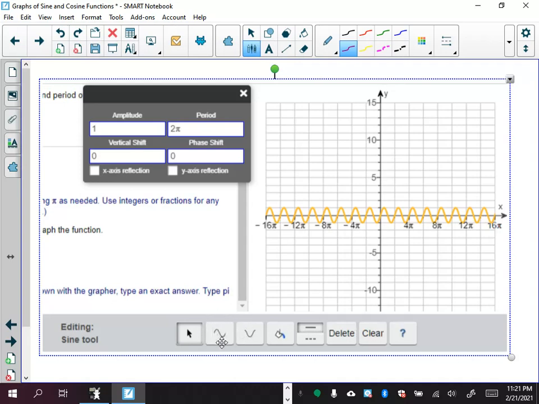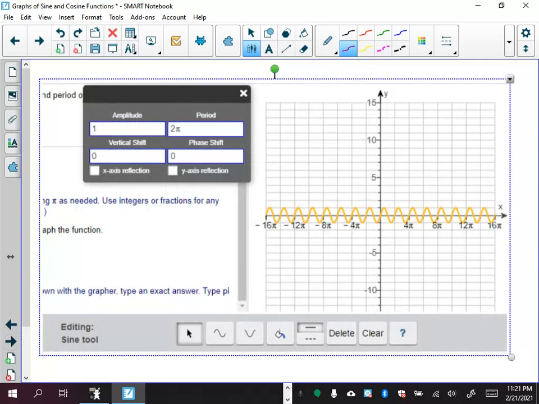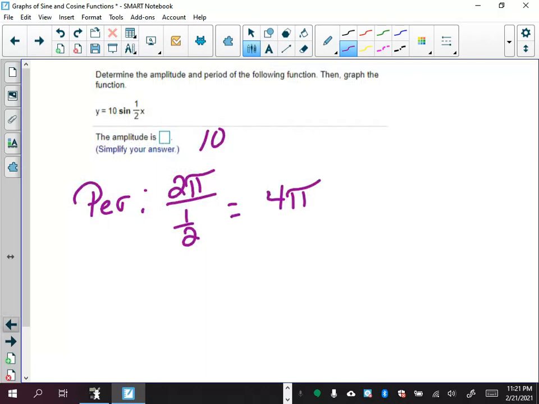So you'll click on the sine graph, because that's what we're looking at. You'll click on the sine graph here, and then this pops up. What it's done is just plotted your parent function. So this is what the parent looks like. What you have to do is come in here and change that information. We know that our amplitude was a 10 and our period was 4 pi.